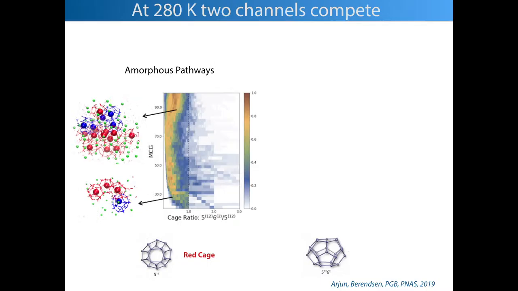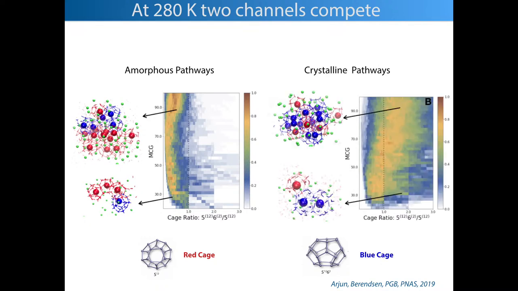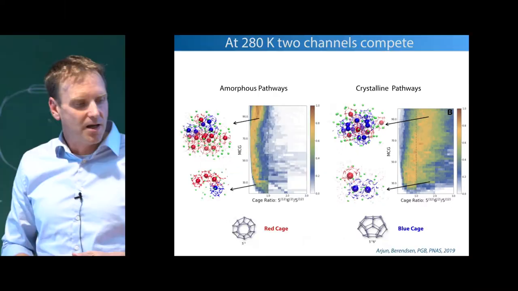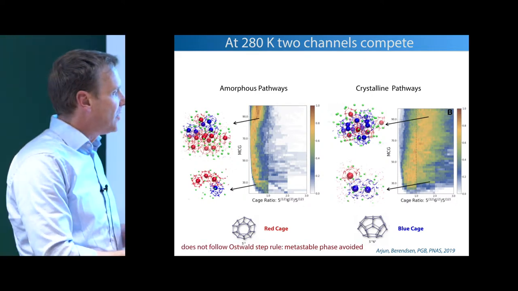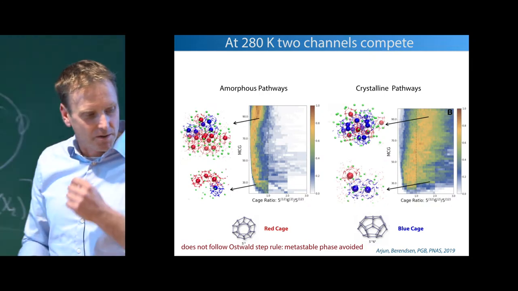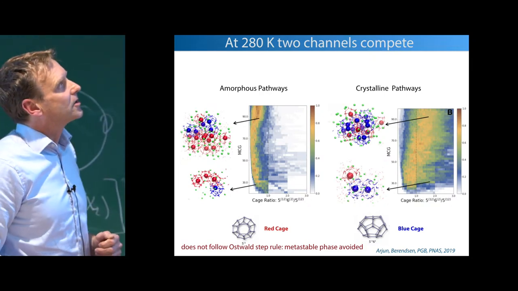Interestingly enough, at 200K you have two channels, and they actually are competing with each other. So here's the cage ratio again versus the size. And you see amorphous pathways competing with crystalline pathways, and they really show different behavior. In fact, they're completely determined by their initial nucleus. The crystalline has more of the big cages, and the amorphous have more of the other cages, so it is already determined in the beginning which path will be taken, and that actually means it doesn't follow a step rule either, but that is kind of an interesting side conclusion.